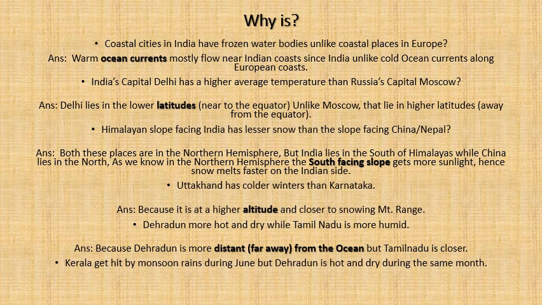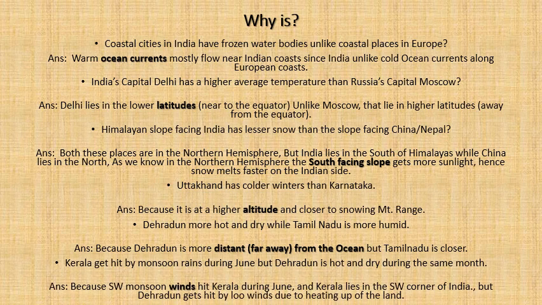And the last question, Kerala gets hit by monsoon rains during June, but during the same month, Dehradun is hot and dry. What would be the reason? The reason is the southwest monsoon winds which blow from the Arabian Sea towards Kerala hit the state of Kerala during June, and that is why Kerala has rain.